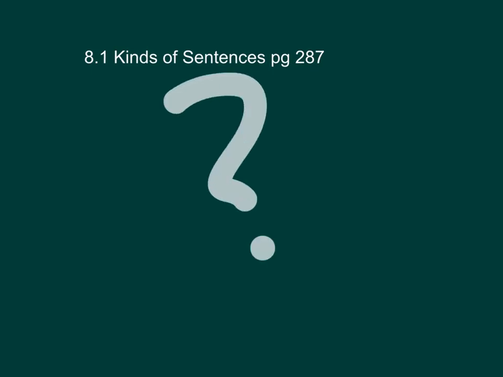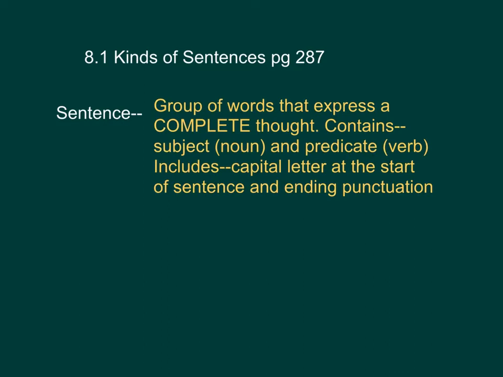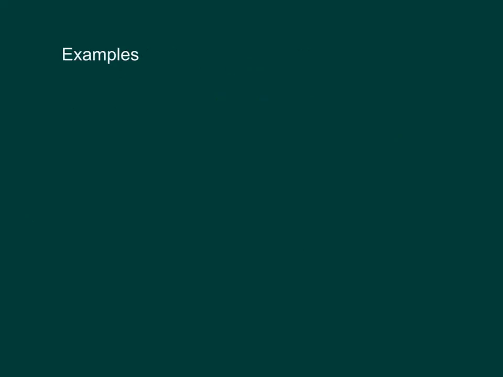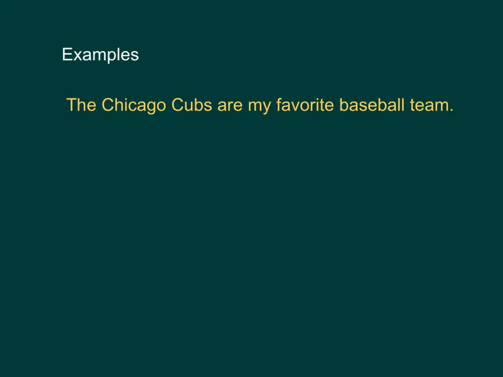First, we have to figure out what is a sentence. A sentence is a group of words that expresses a complete thought, and it has a subject and a predicate. The simple predicate is a verb. Here are 3 examples of complete sentences. The Chicago Cubs are my favorite baseball team. I have the best students. I like coffee.